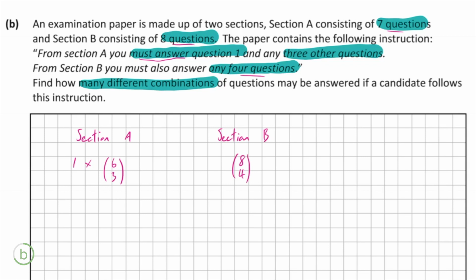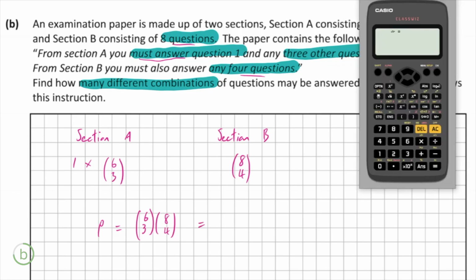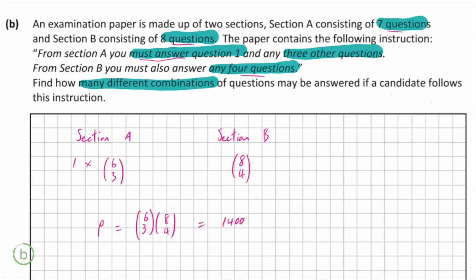To find the total number of combinations in the entire paper, we are just going to multiply the number of combinations in A by the number of combinations in B. So we have 6, shift choose, which is the nCr button, 3, which is 20, times 8 choose 4, and our final answer is 1400. That's the number of combinations of questions that is possible to answer in this exam paper. It seems really high, given that there were only 15 questions in total and 1 that has to be answered anyway, but usually combinations do end up being really high numbers, so it seems quite right in that regard.